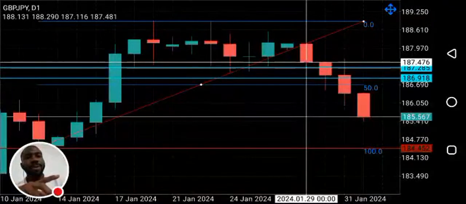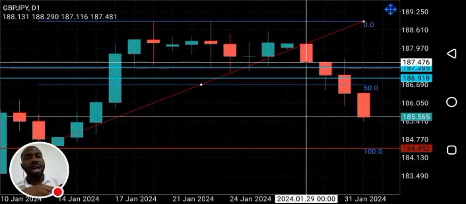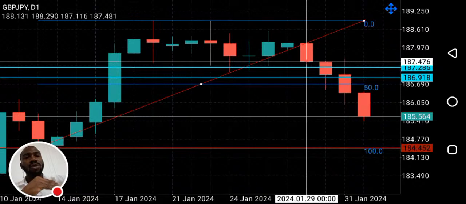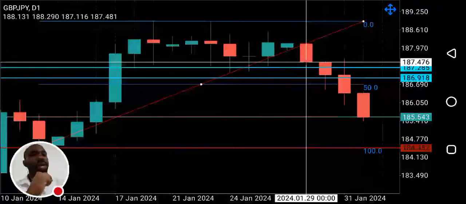Pullback to premium. We buy from discounts and we sell from premium. So wait for price to pull back to premium if you want to sell, and now that price is at discount, wait for a bullish reversal pattern to form, then you look for a buy opportunity.